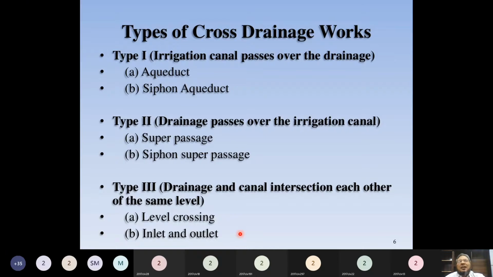So in total, how many cross drainage structures are usually possible in our irrigation canal system? Six. What are their names? Number 1, Aqueduct. Number 2, Siphon Aqueduct. Number 3, Superpassage. Number 4, Siphon Superpassage. Number 5, level crossing. And number 6, inlet and outlet. So these are the six total possible cross drainage works or structures.